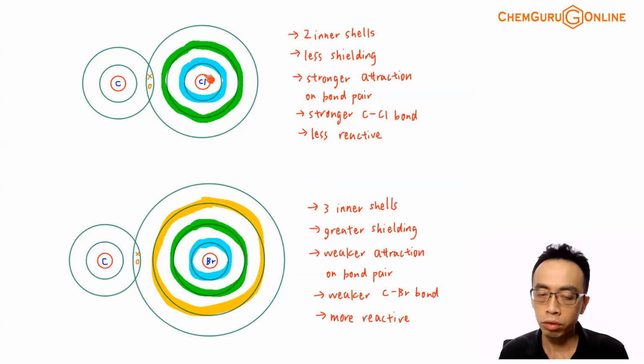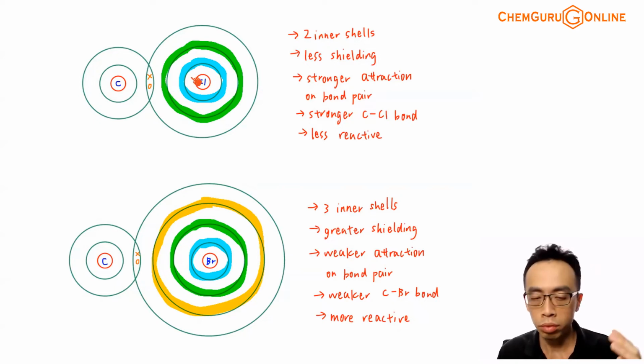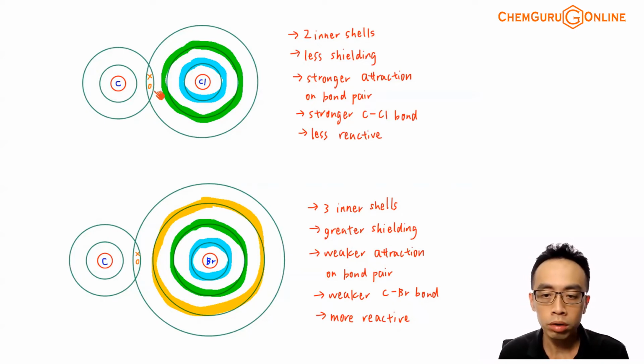So this means that for your chlorine, we actually have two inner shells acting as a shield to block the attraction between the nucleus and this bond pair of electrons. So it reduces the overall attraction between the nucleus and this bond pair of electrons, and it will affect the strength of your covalent bond, or the bond energy.